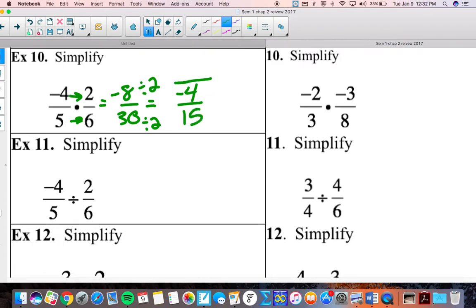Sometimes we try to grab the greatest common factor, but we don't. So always look at your final answer and make sure you can't simplify it anymore. Make sure there's not another number that divides into the top and the bottom evenly.